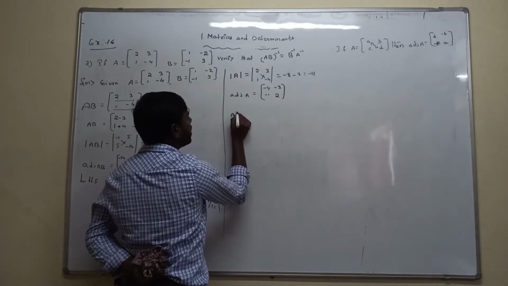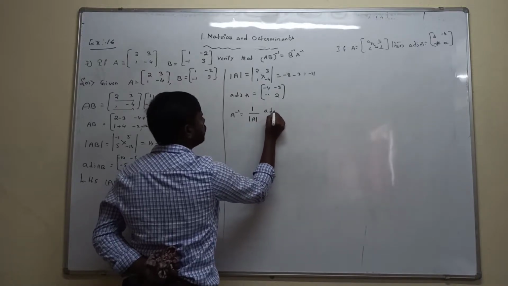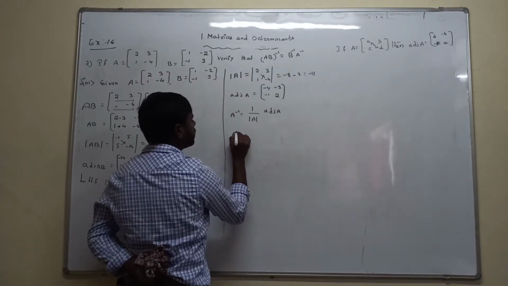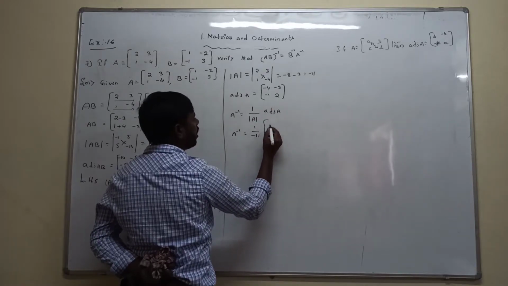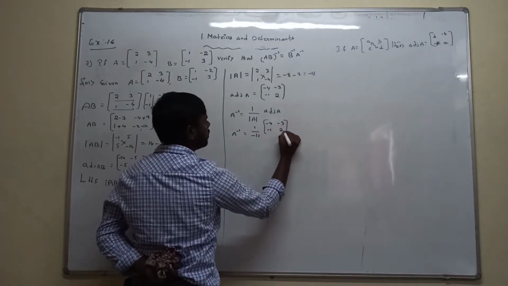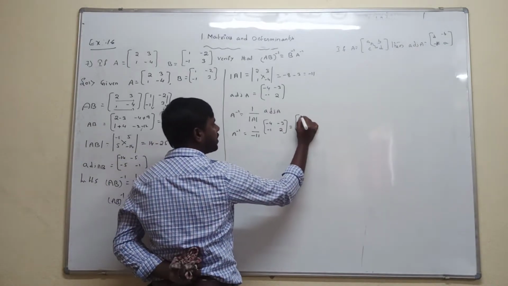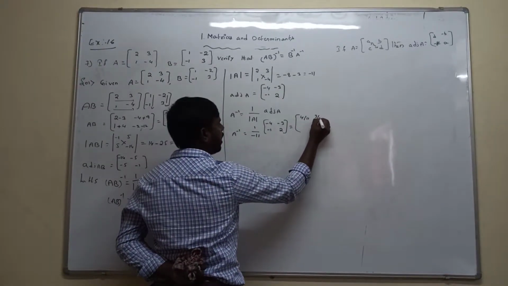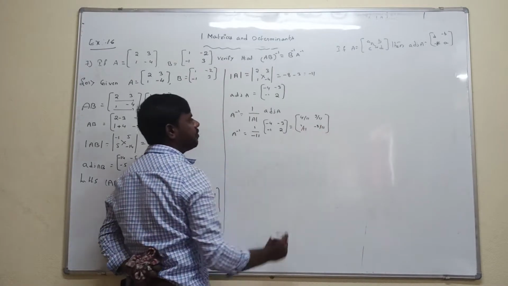So now calculate A inverse, which is 1 by determinant of A into adjoint of A. Now substitute the elements: 1 by determinant of A is 1 by minus 11, adjoint of A is minus 4, minus 3, minus 1, 2. Simplify this one. Each element is multiplied by 1 by minus 11. We get the elements 4 by 11, 3 by 11, 1 by 11, minus 2 by 11. This is the inverse of A.